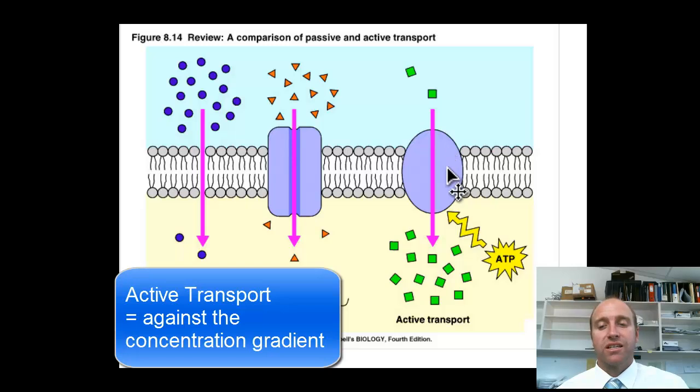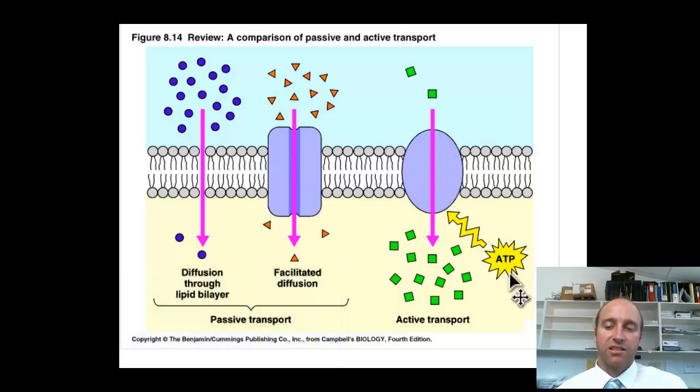And to do this, they require a protein channel and they require energy. And the energy here is shown in the form of ATP, an ATP molecule, an energy carrying molecule. So that's active transport versus passive transport. Uses a protein channel is one of the key points, but I think it's really important to understand that it's moving against the concentration gradient. Okay, good luck with active transport.